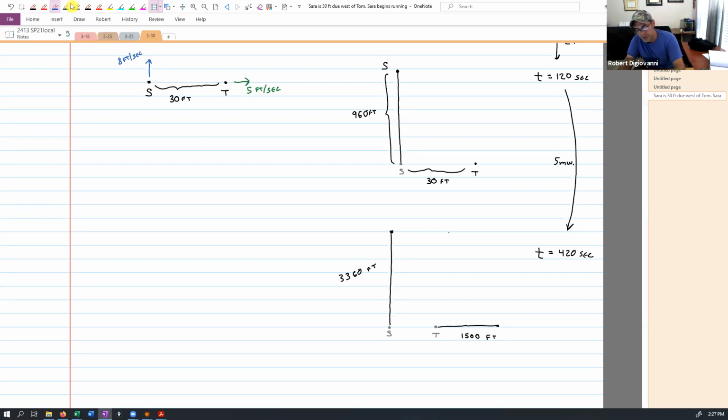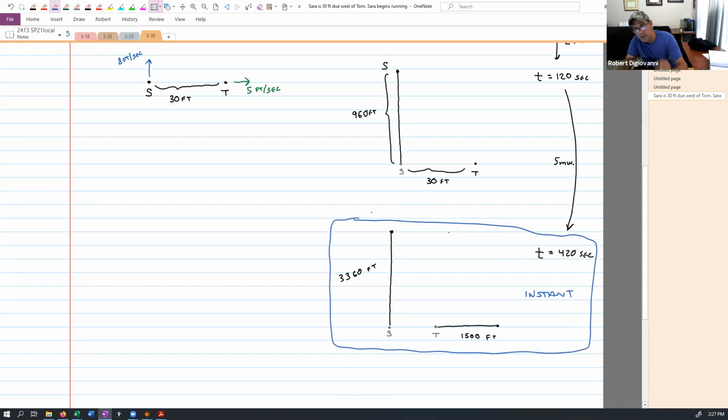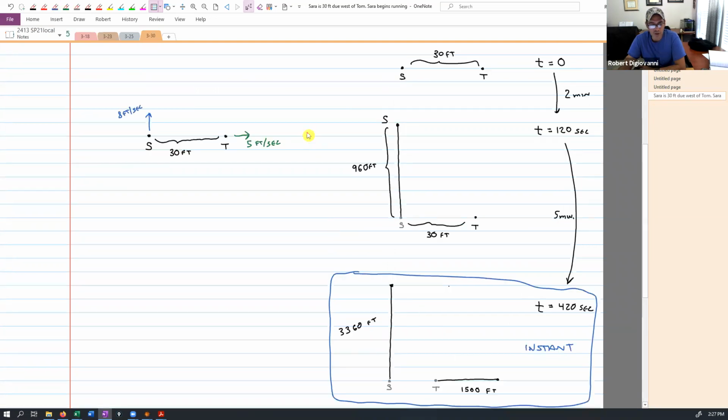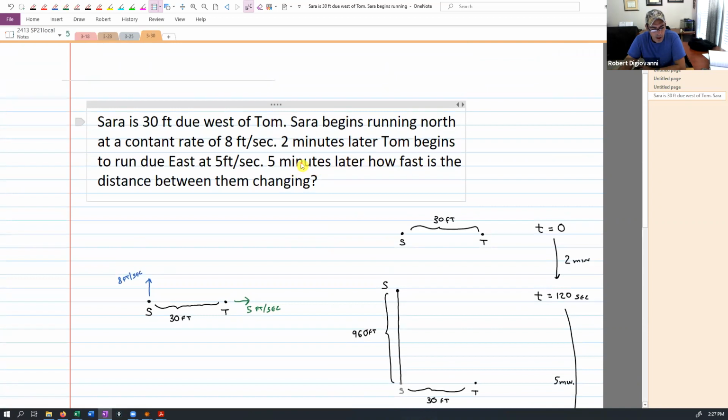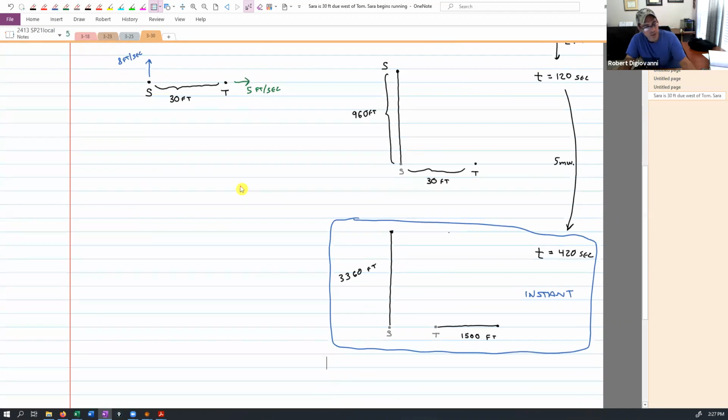This is actually the instant in time picture. Do y'all see that this is the instant in time? Oh, I should include the t equals 420. Do y'all see a triangle? Because we are interested in how fast the distance between them is changing. So we are interested in this right here, in red, that distance. We want to know if they were tied together with a rope, how fast would that rope be coming out of one of their hands.